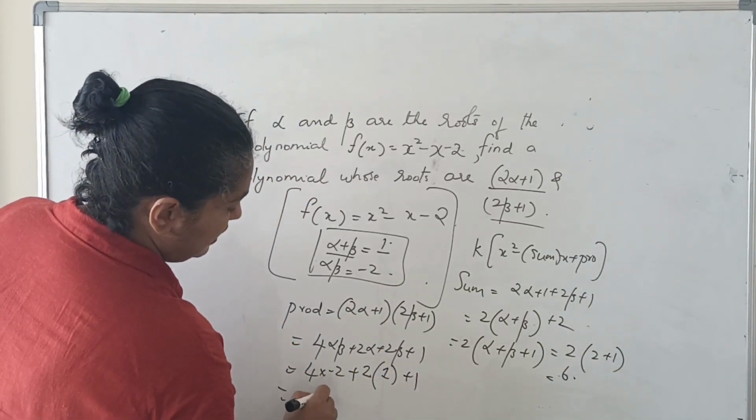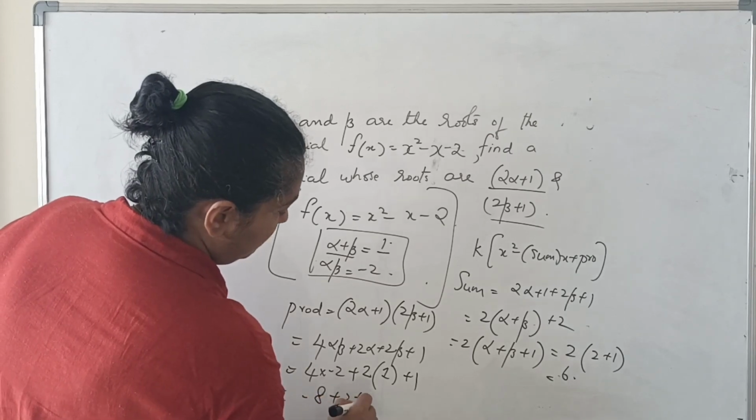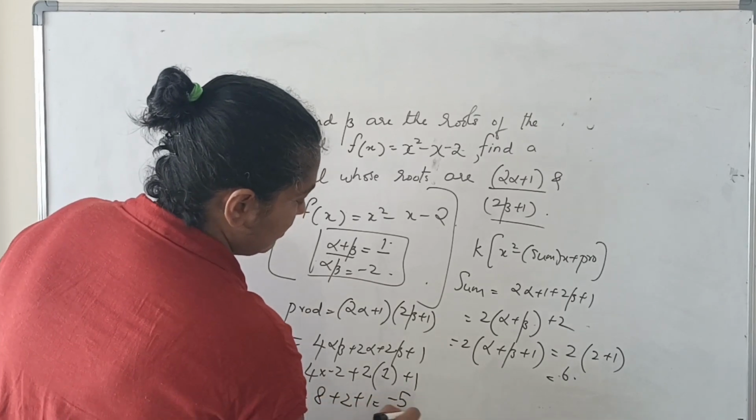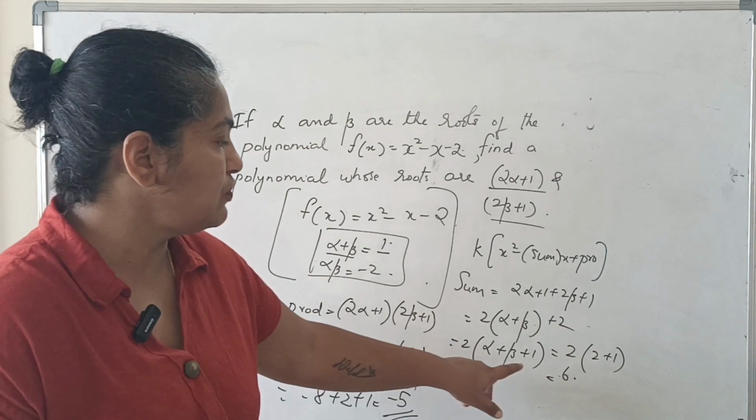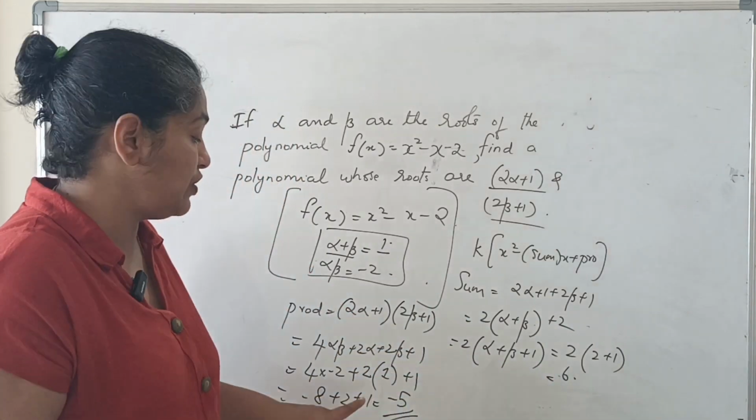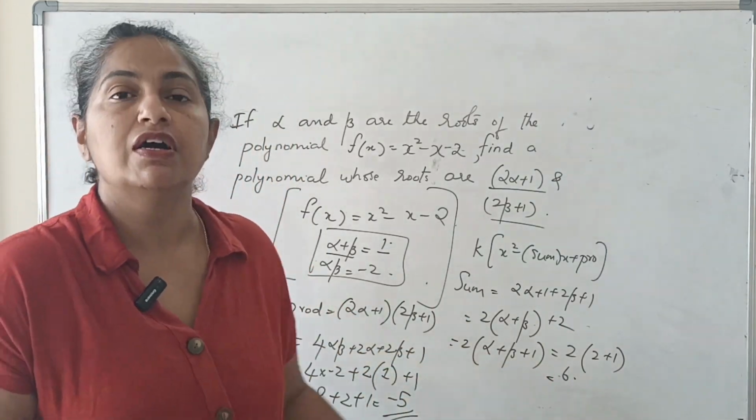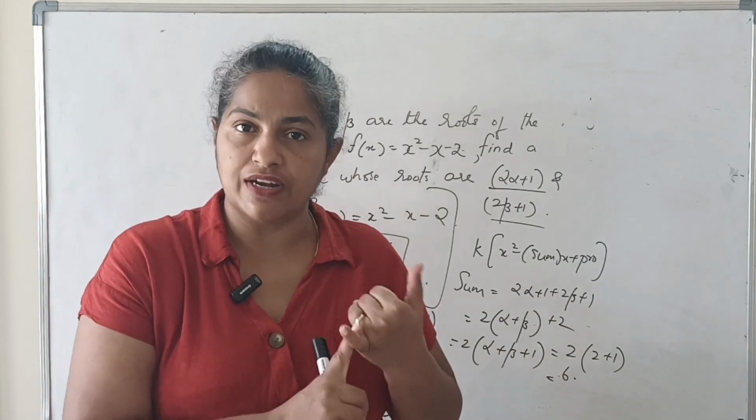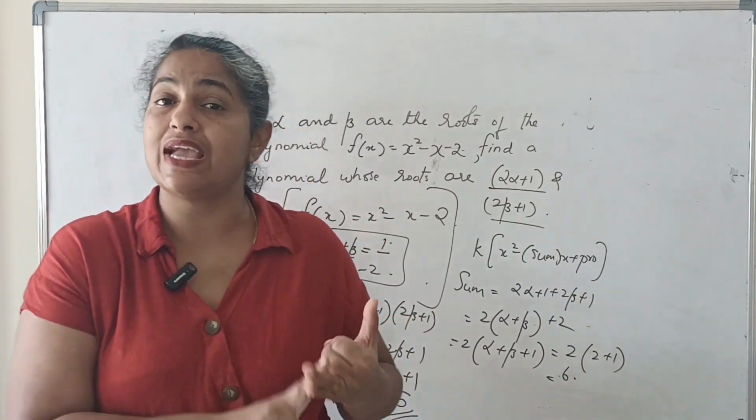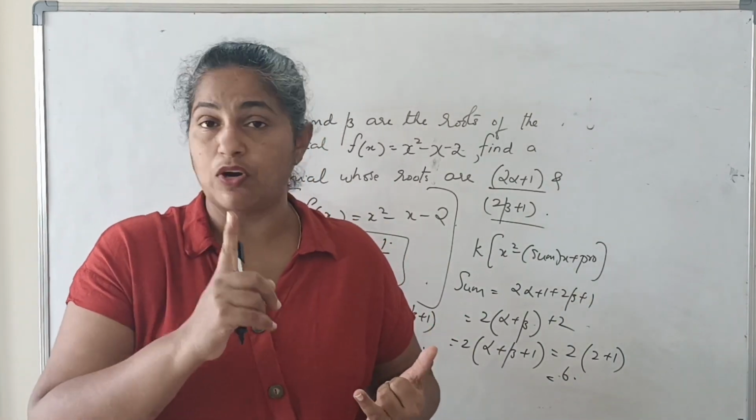So when I am substituting minus 8 plus 2 plus 1, which is minus 5. So I am getting the sum of the roots as plus 6 and the product of roots as minus 5. Now first let us write the general form and then we will substitute k is equal to 1 in order to get one polynomial.